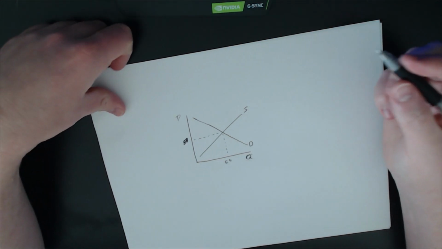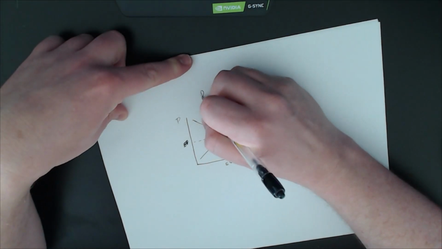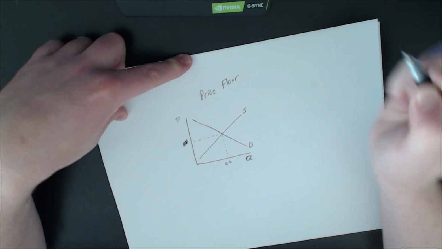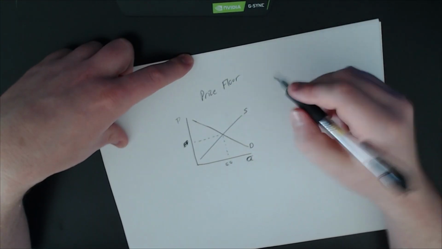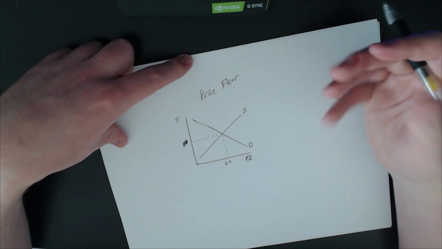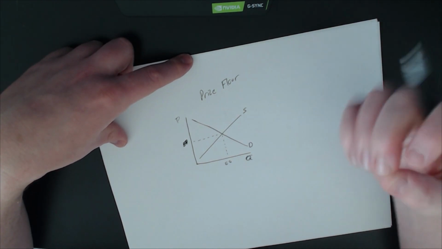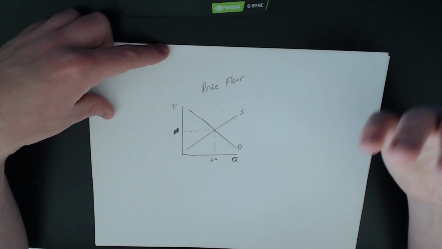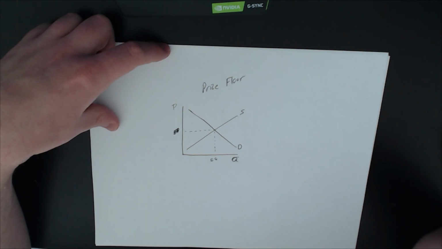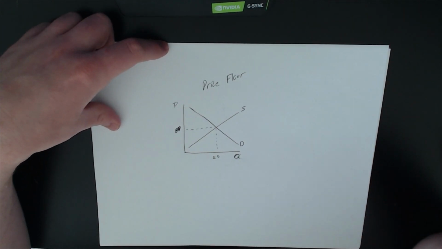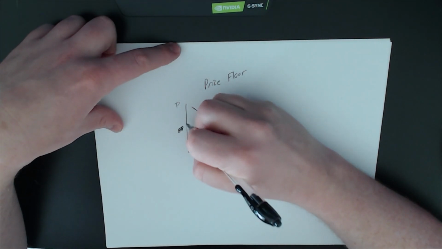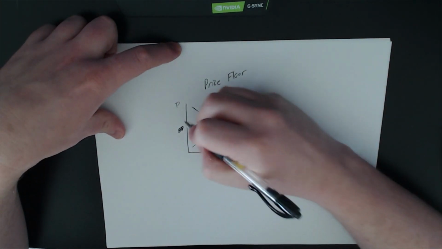So, if price, we'll do a price floor first. All right. So, if the government steps in and institutes a price floor, the classic example of this is minimum wage. Minimum wage is the most classic version of a price floor that you will find. So what happens is the government steps in, says, you know what, these people are not making enough money, therefore they should make more money. So the government will say, hey, this should be paid above the equilibrium point.